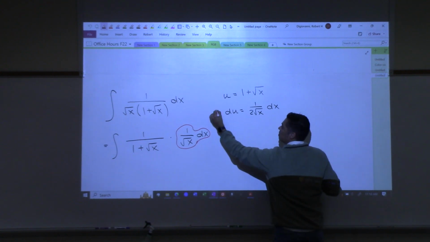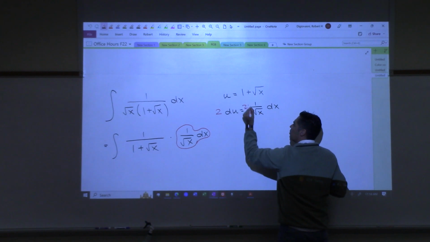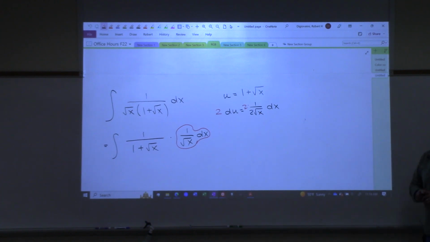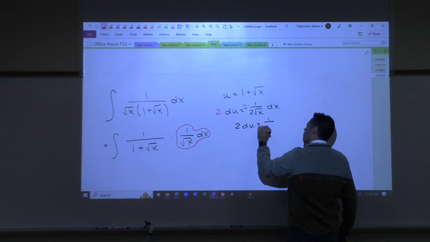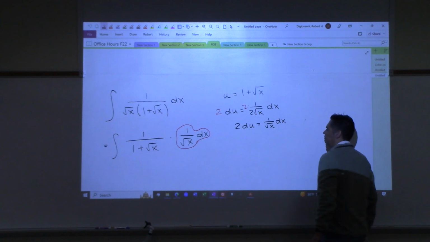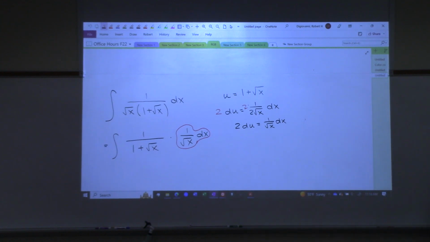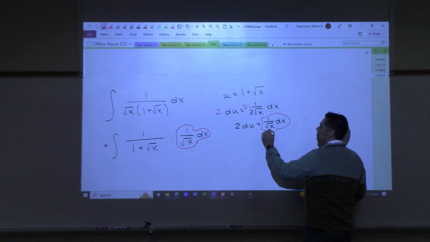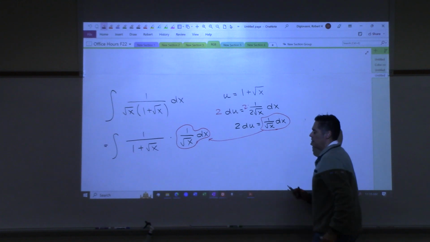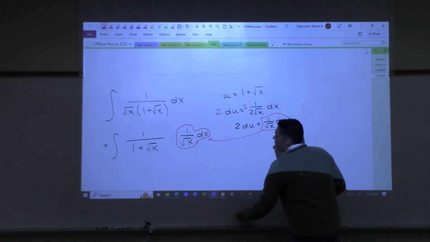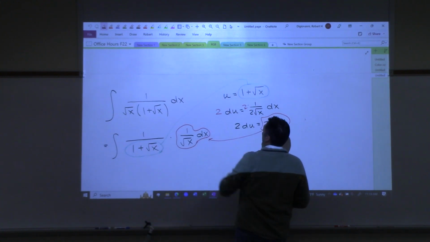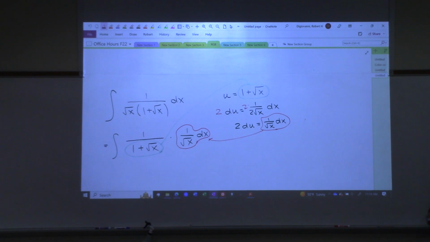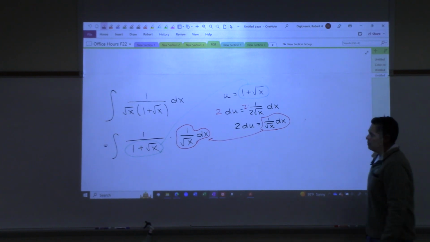Multiply both sides by 2. So I do 2 here and 2 here, multiply. And they'll cancel out on the right. So now we have 2 du equals 1 over root x dx. So now they match, right? That matches with that exactly. And we also have that this whole thing, right, is this. So that will be replaced with u, won't it? So we're ready to go.